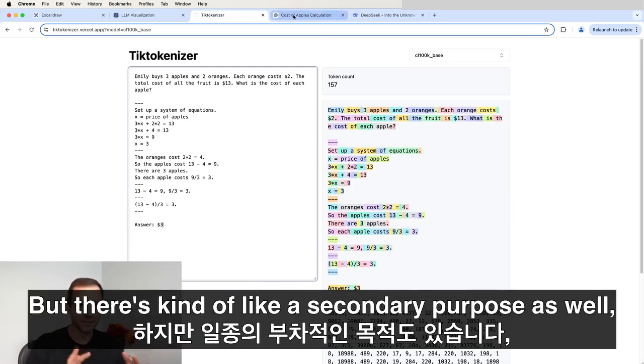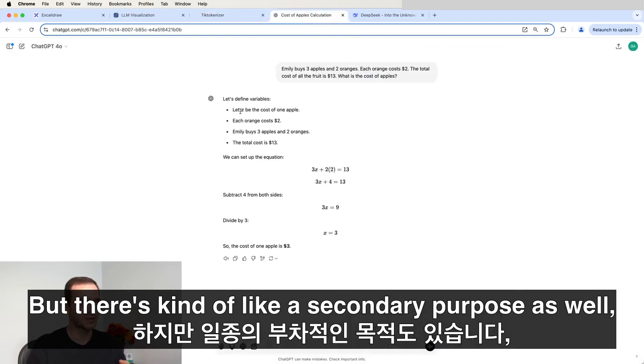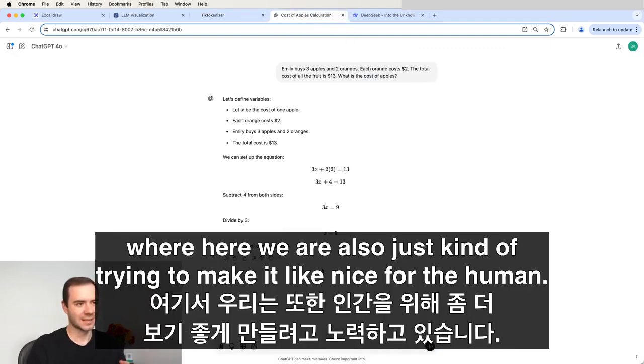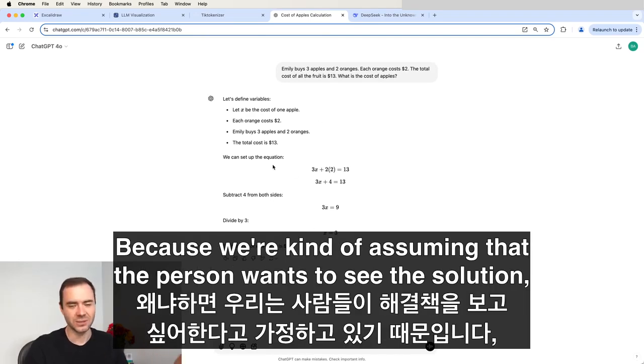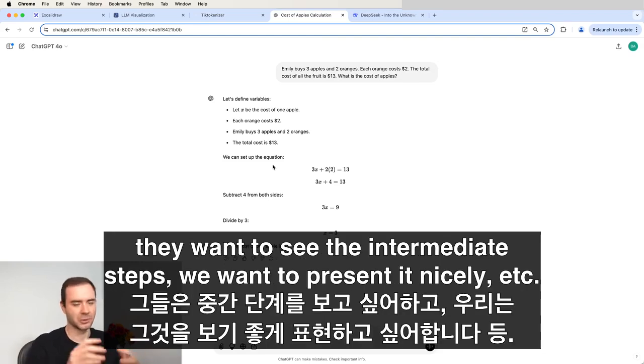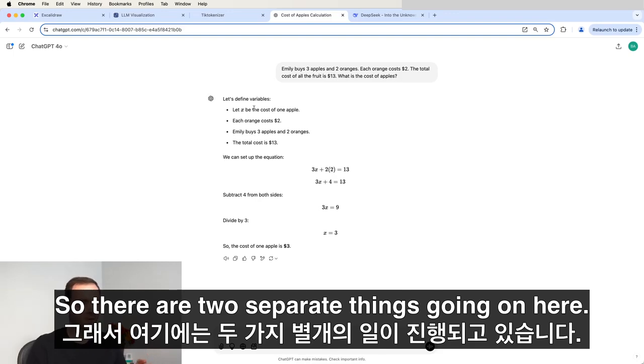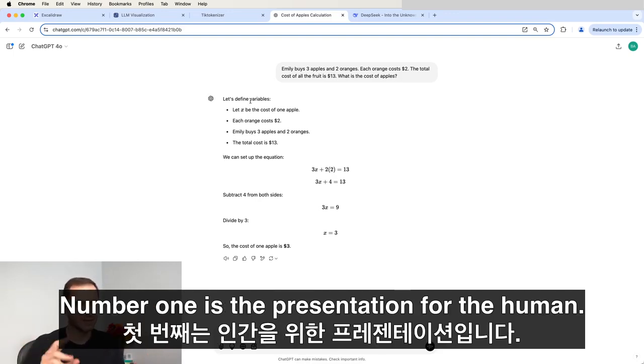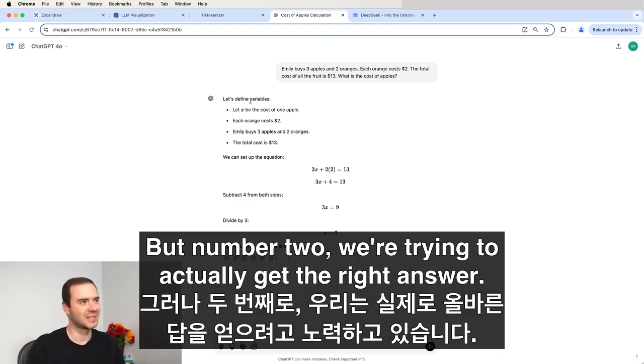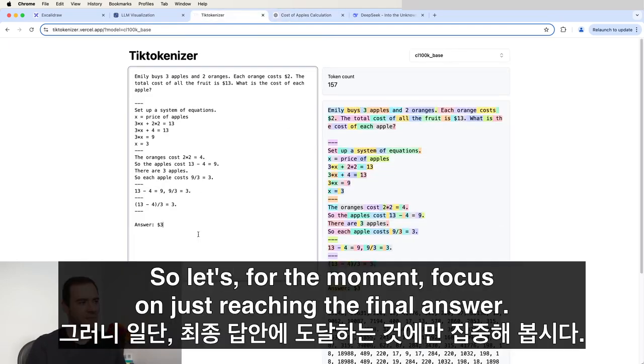But there's kind of like a secondary purpose as well, where we are also just trying to make it nice for the human, because we're assuming that the person wants to see the solution, they want to see the intermediate steps, we want to present it nicely, etc. So there are 2 separate things going on here. Number 1 is the presentation for the human, but number 2, we're trying to actually get the right answer. So let's, for the moment, focus on just reaching the final answer.